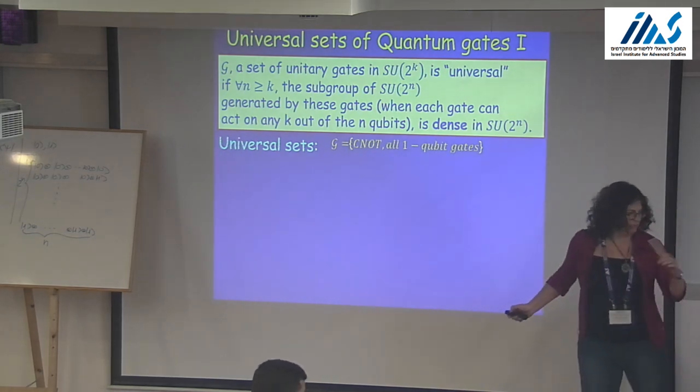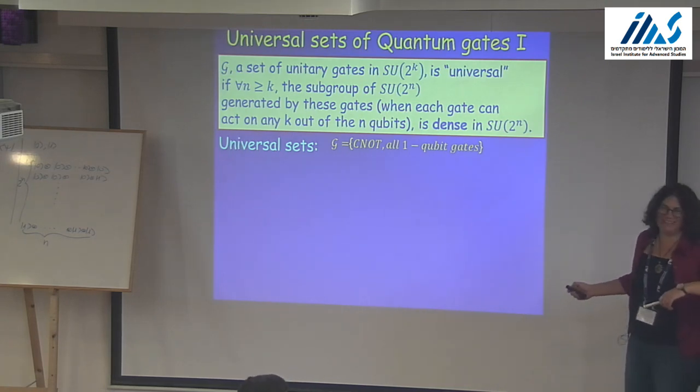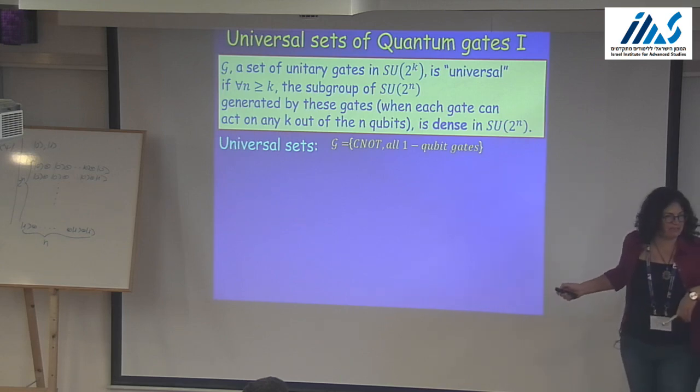So that's universal sets of gates, and here are some examples. I won't take further questions now because I need to get to the thing I have to get to at the end. So universal sets. Here are some examples. First of all, one qubit gates plus the CNOT. That's universal. You can approximate any unitary on any number of qubits using this.